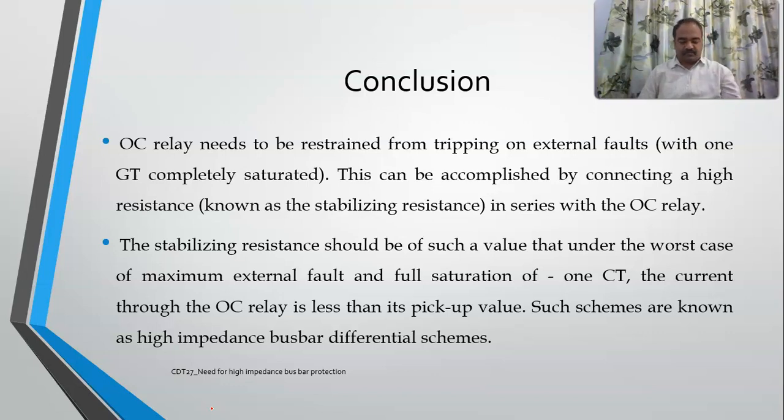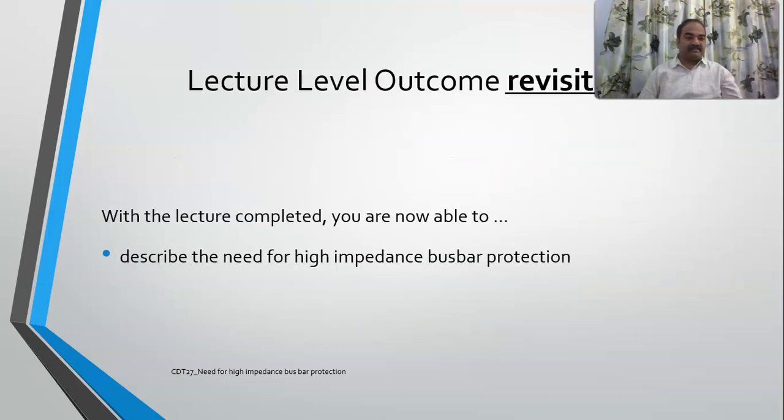Okay, so your quick conclusion: the overcurrent relay needs to be restrained from tripping on external faults, even though one of your CTs gets completely saturated. This can be accomplished by connecting a high impedance or high resistance, which we call stabilizing resistance, in series with your overcurrent relay. And your stabilizing resistance must be of such a value that even under the worst case of maximum external faults and full saturation of one CT, the current through the overcurrent relay must be less than your pickup value. And these schemes are called high impedance busbar differential schemes.